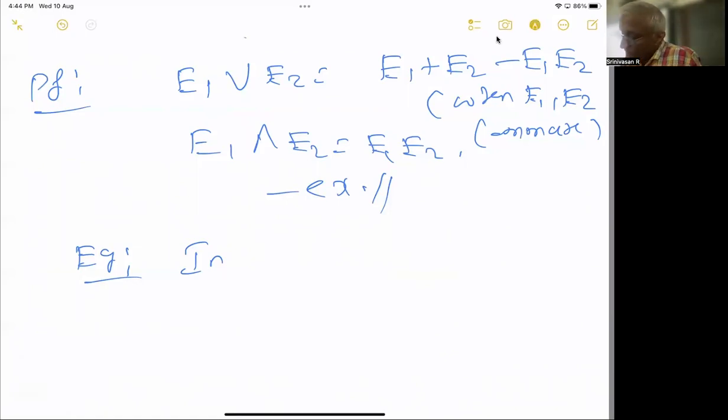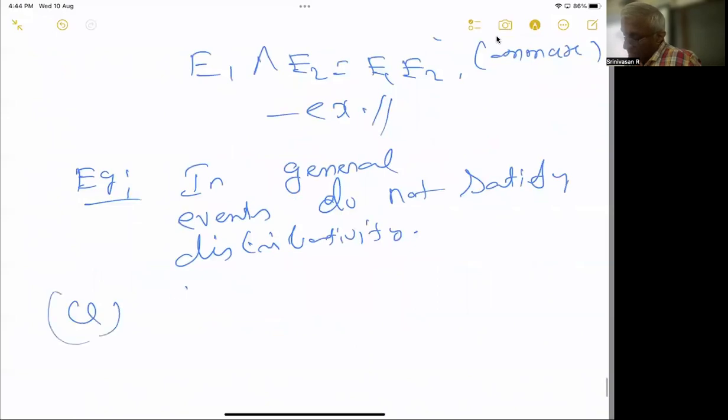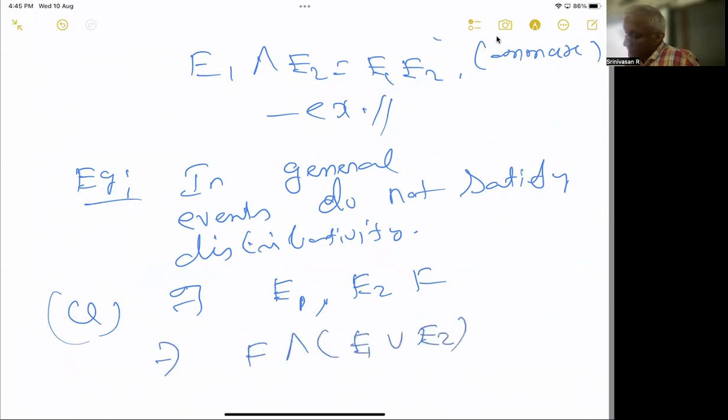In general, the events do not satisfy distributivity, which is just clear. That is, there exist E1, E2, F such that F intersection (E1 union E2) is not equal to (F intersection E1) union (F intersection E2).